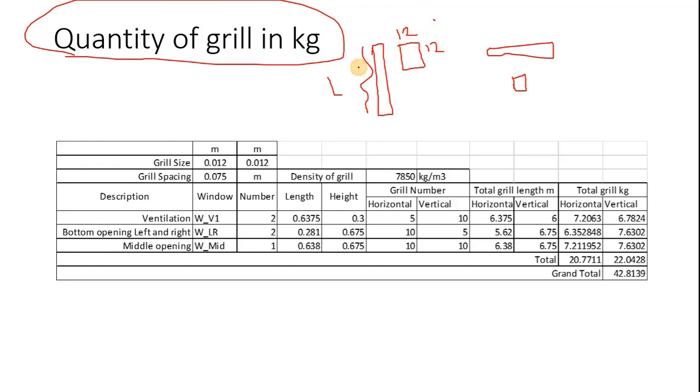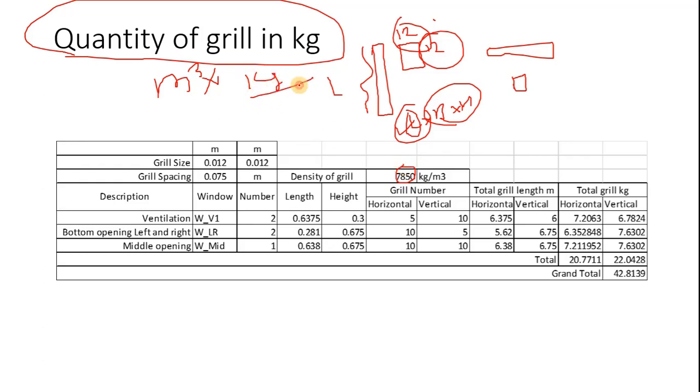Now to find the volume of this grill, it is L into B into H. All we need to do is multiply the length by 12 mm by 12 mm. Once we find the length, we already know B and H, so we can find the volume. Now volume is in cubic meter. We know the density of steel is 7850 kg per cubic meter. Cubic meter will be cancelled and we will be only remaining with kg. So our task is to find the length. Once we find the length, we know the kg of grill.